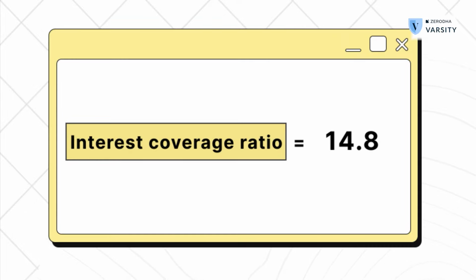The interest coverage ratio tells us that the company is earning 14 times more than its actual interest obligation. Hence, this is a very good number. When you're looking at the interest coverage ratio, especially for companies which have debt on their books, ensure that the number is on the higher side. Lower the number, the riskier it is for the investor.